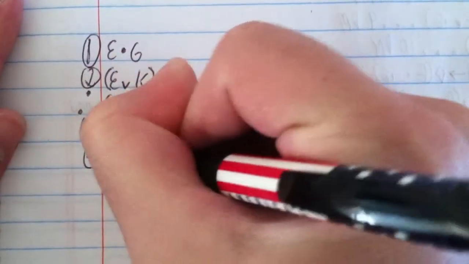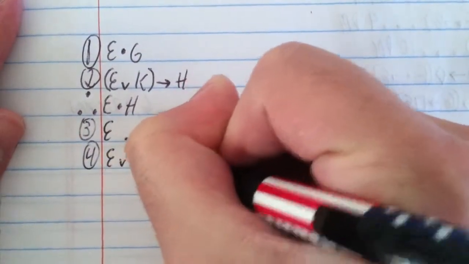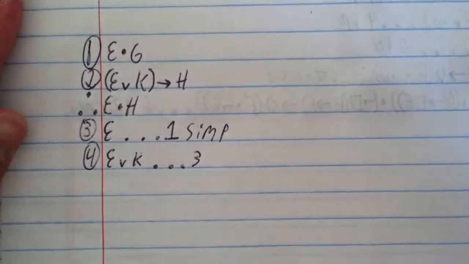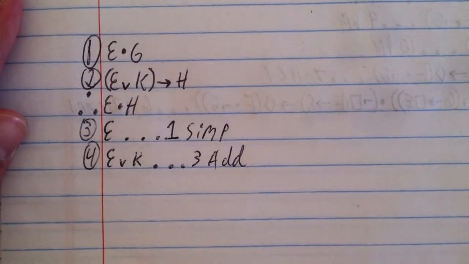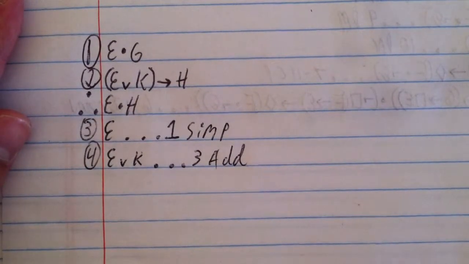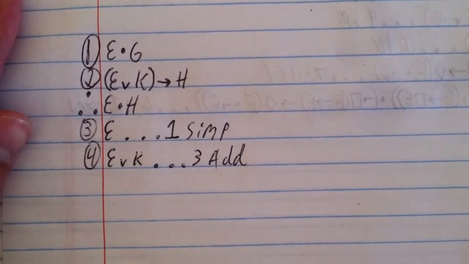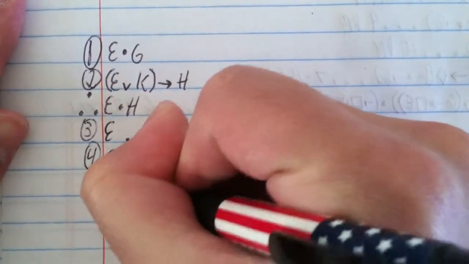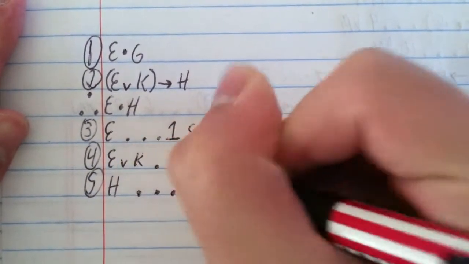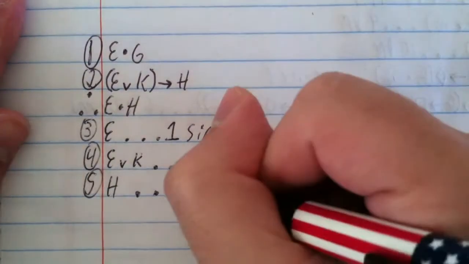So now that we have E is the case, we can say E or K is the case. Line 3, addition. All right, and now that we know that E or K is the case, and look at that, if it's either the case that E or K, then H is the case. So we can combine lines 2 and 4 to yield H via modus ponens. So H, our justification, as previously mentioned, was lines 2 and 4, modus ponens.